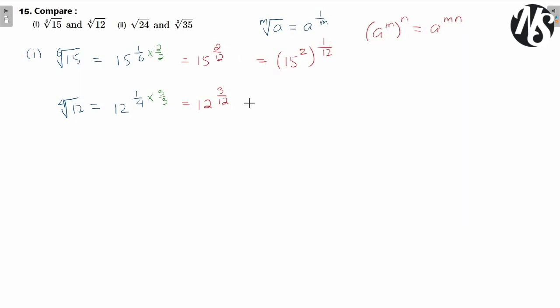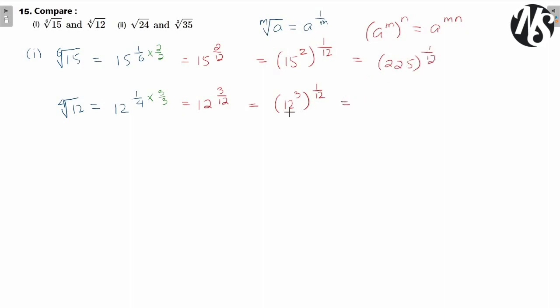So same thing I'm going to do here as well. So it is 12 to the power 3 whole to the power 1 by 12. Okay, is that clear? Now we have 15 squared here. 15 squared is 225 to the power 1 by 12, isn't it?